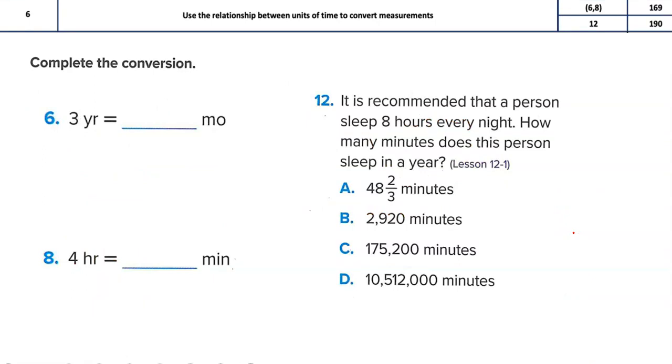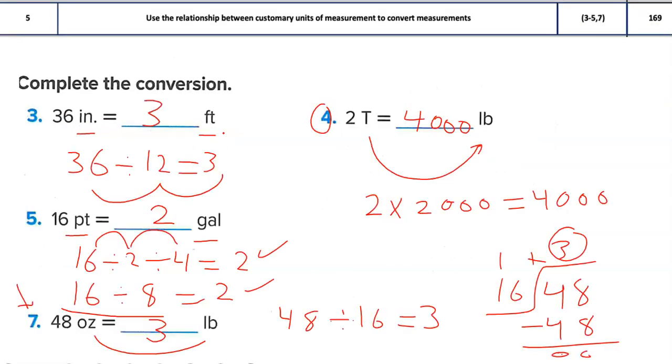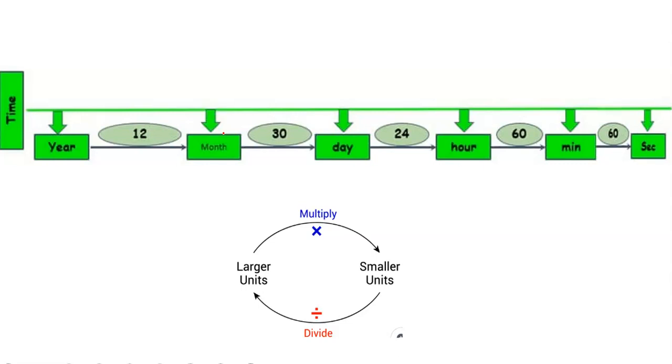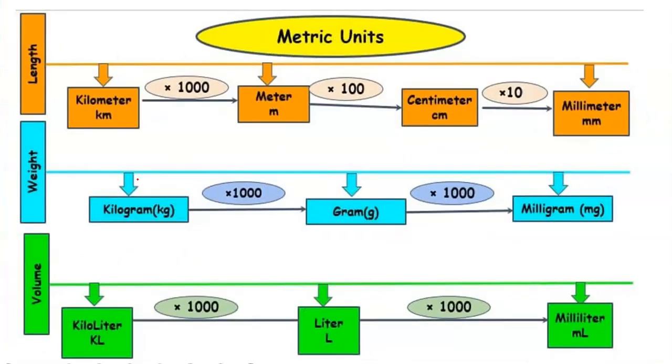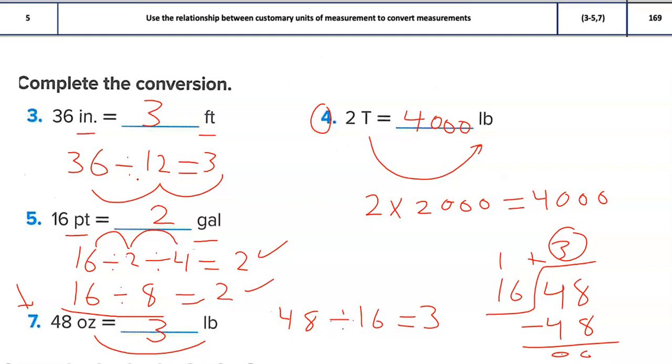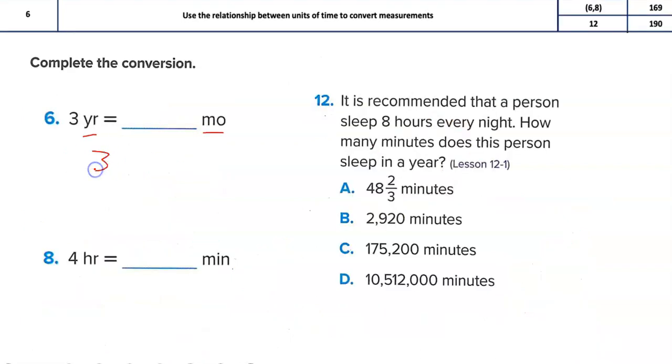Here we are going to use conversion of time. YR means year, sana. MO means month, shahr. Let us go to the time slide. So how many months in a year? 12. From year to month, from larger to small, we multiply by 12. So 3 multiplied by 12 equals 36 months.